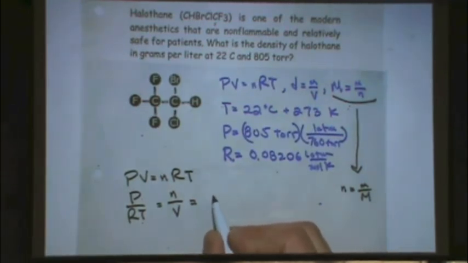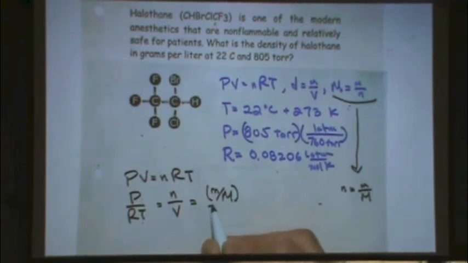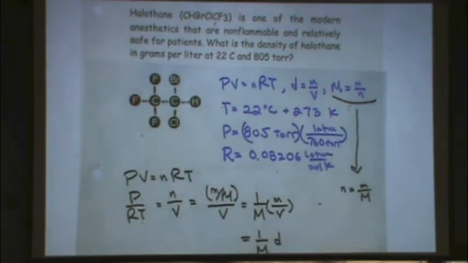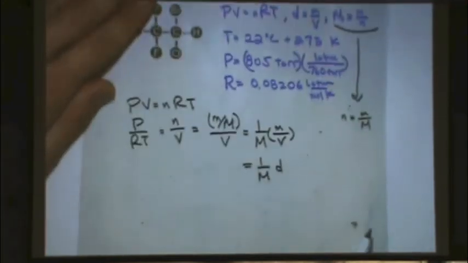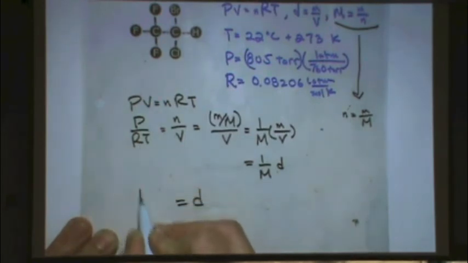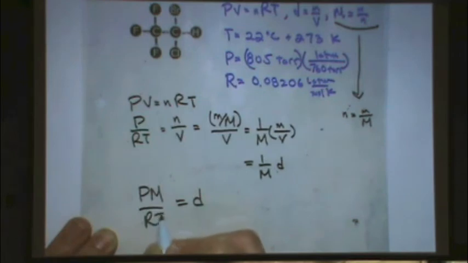So here, it's little m mass over capital M molar mass divided by volume, or 1 over capital M, little m over V. What am I seeing here in the second part? This would be density. So this is 1 over capital M times density. Now I finally got density out of this. And let me solve for density, because that's what I'll want. Density is PM over RT.